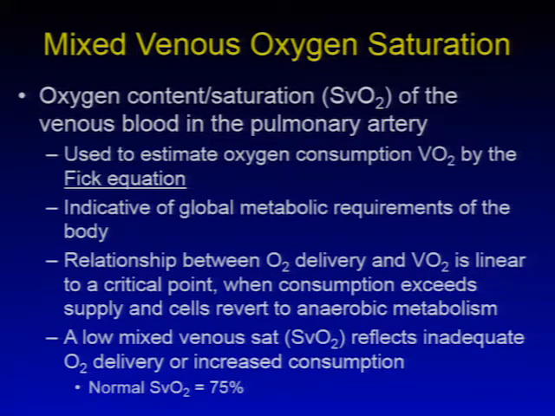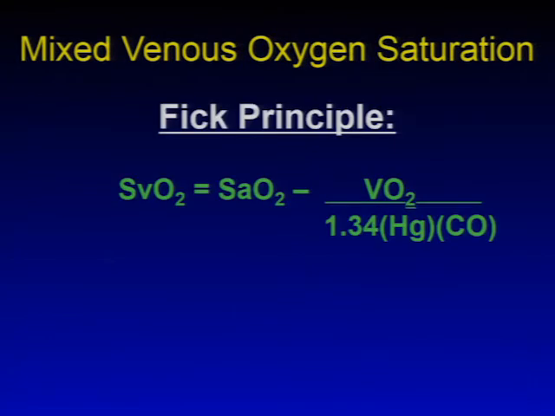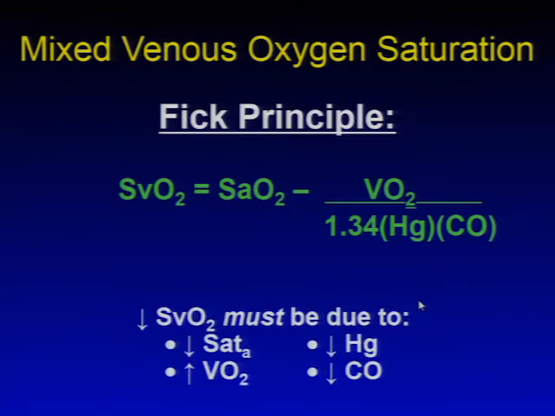A low mixed venous oxygen saturation reflects inadequate O2 delivery or increased consumption. A normal mixed venous oxygen is 75%, give or take. The Fick principle is described by the following equation: saturation of the venous blood is equal to arterial saturation minus oxygen consumption, all over 1.34, which is a constant, times the hemoglobin concentration times cardiac output.